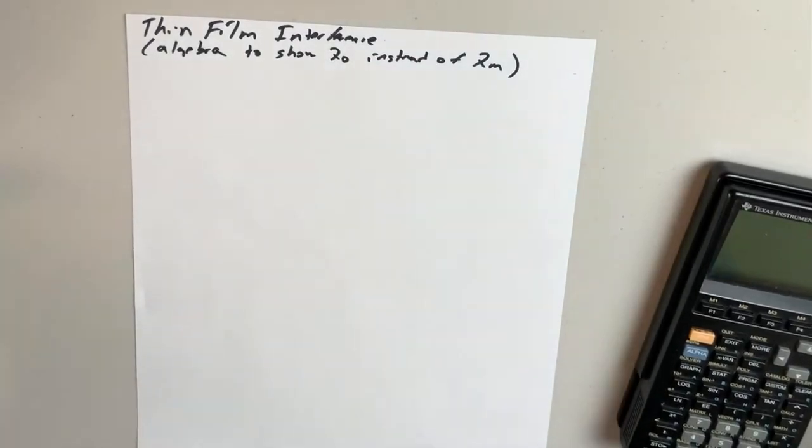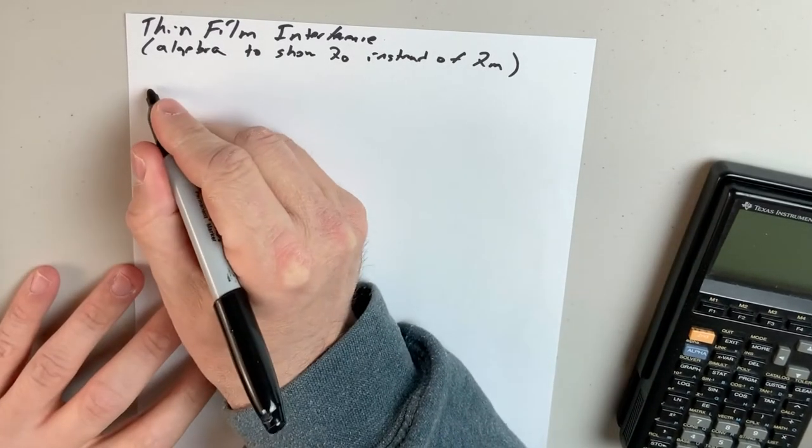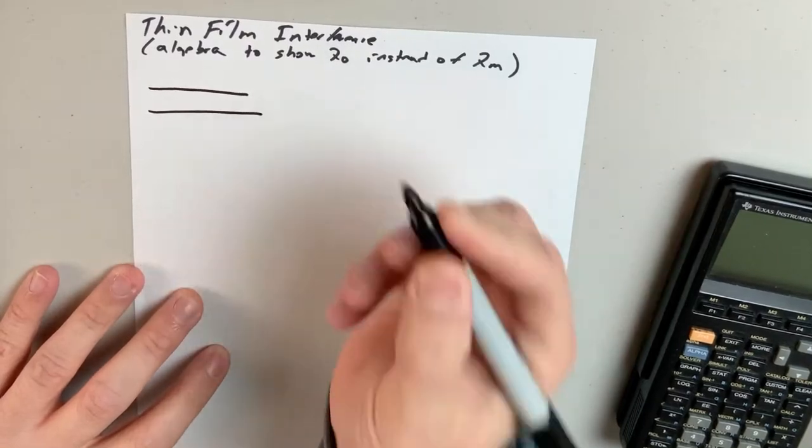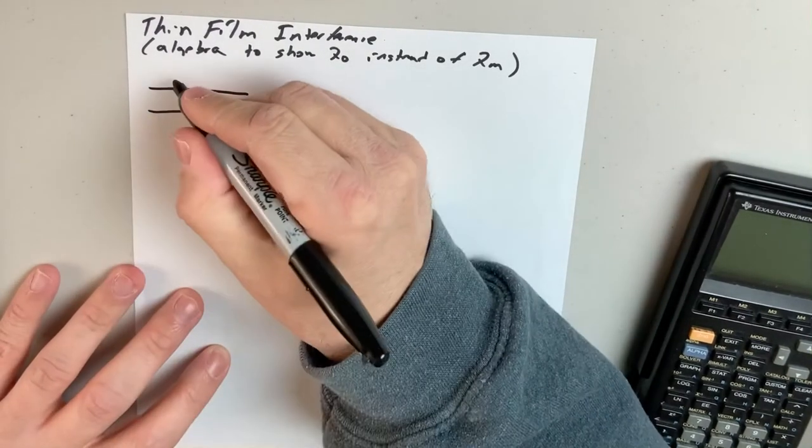All right, this is a little extra video here that is optional for AP Physics this year because of the change in the exam. But this is something we were working on right before we left, and this has to do with thin film interference. So we talked about the crazy colors in the soap bubbles.